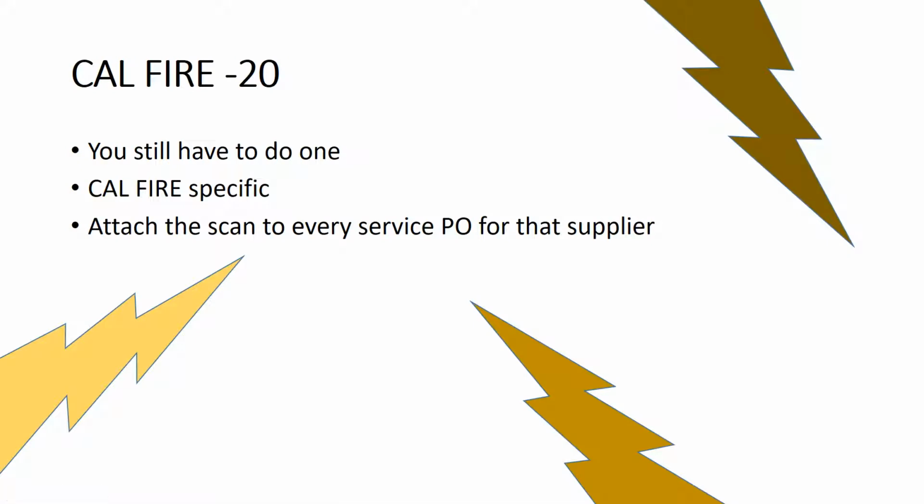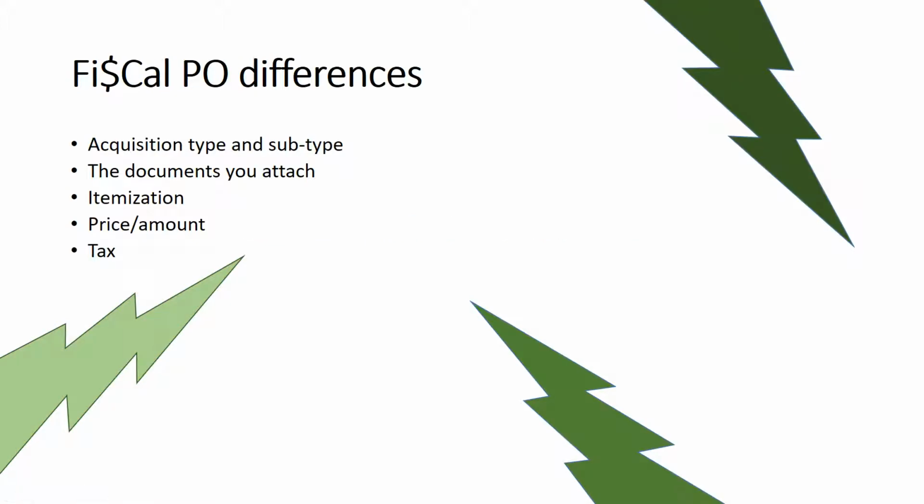Additionally, you must attach a current CAL FIRE 20 form to your purchase order. These forms must be renewed annually, and that hasn't changed. For every single purchase order, however, you must attach the 20 for your supplier. The other differences between a goods purchase and a service have to do with how you fill out your purchase order in Fiscal. I'll show you an example.